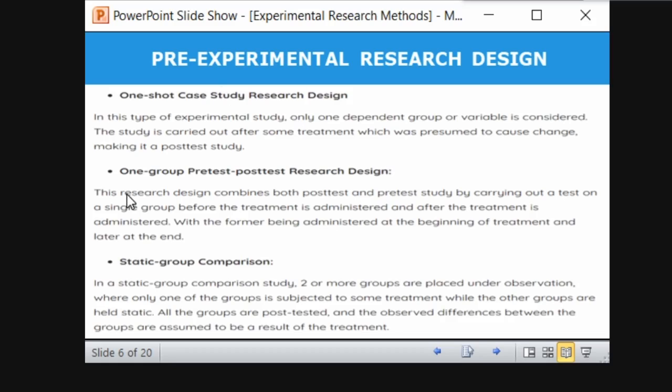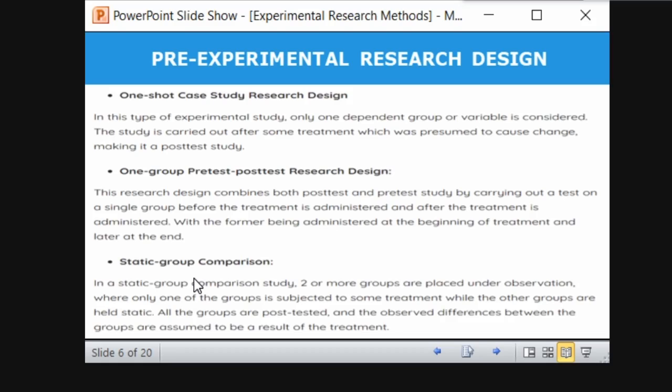Okay, so static group comparison. What do you mean by static? It means stationary. In a static group comparison study, there are two or more groups placed under observation, where only one of the groups is subjected to some treatment while the other groups are held static. All the groups are post-tested and the observed differences between the groups are assumed to be a result of the treatment. So what do you mean by that?